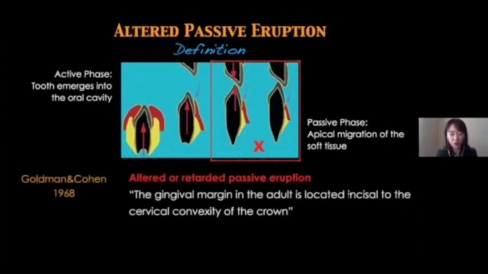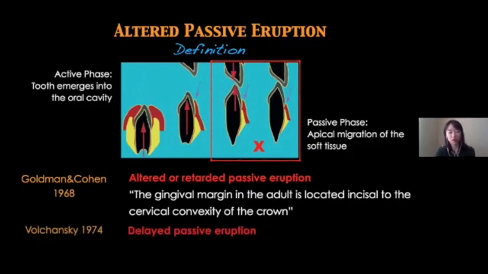It was first described by Goldman and Cohen in 1968. They used the terminology altered or retarded passive eruption, which means the gingival margin in the adult is located incisal to the cervical convexity of the crown. Later on, another author also mentioned delayed passive eruption. So if you read articles, you see the terminology altered, retarded, or delayed passive eruption. They are all the same. Here, I'm just going to call it altered passive eruption.